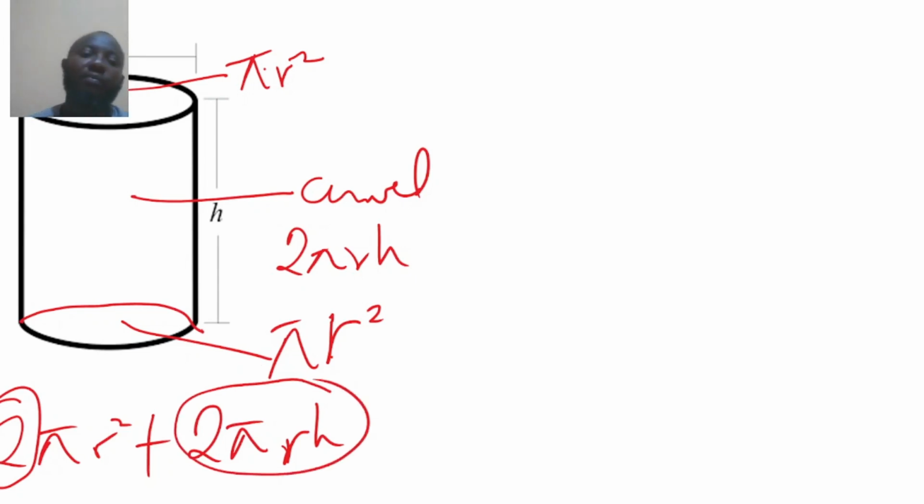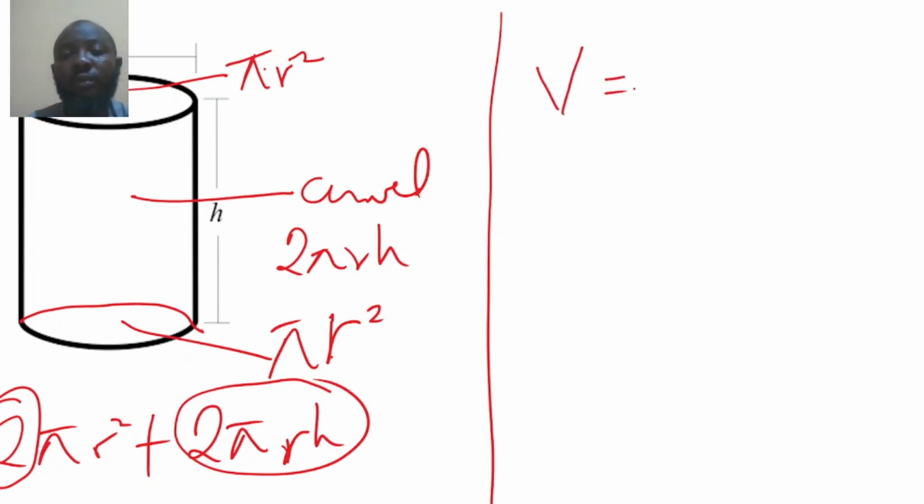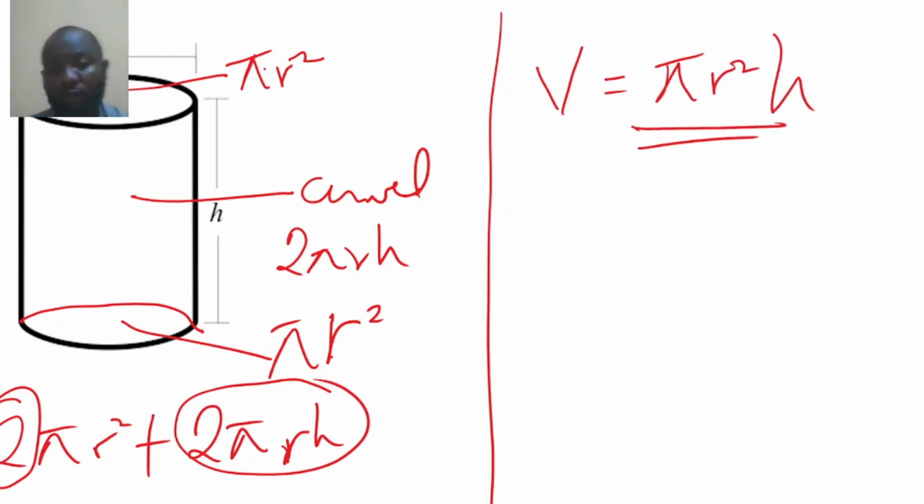It's very important. Then for the volume, since it's the same thing as the prism, the volume of this one will be base area, which is pi r squared, times the height, which is h. So therefore, the volume of a cylinder is pi r squared h. You can see how it is being derived. Right, so that is that for the cylinder. Let's now go to the cuboid.